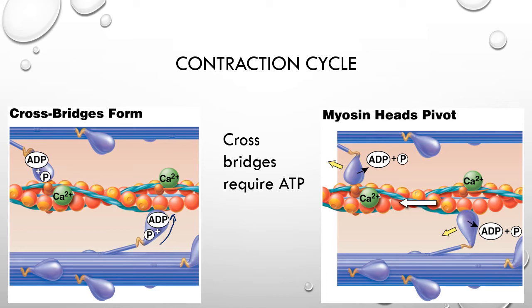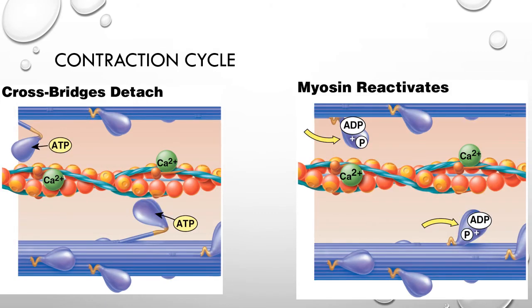It's going to go through its power stroke, and it's going to pull on the actin in towards the M line, which would be over here. So it's pulling it in towards the center of the sarcomere. And now, in a sense, the myosin is stuck to the actin. And in order to get it off of there, we need new ATP.